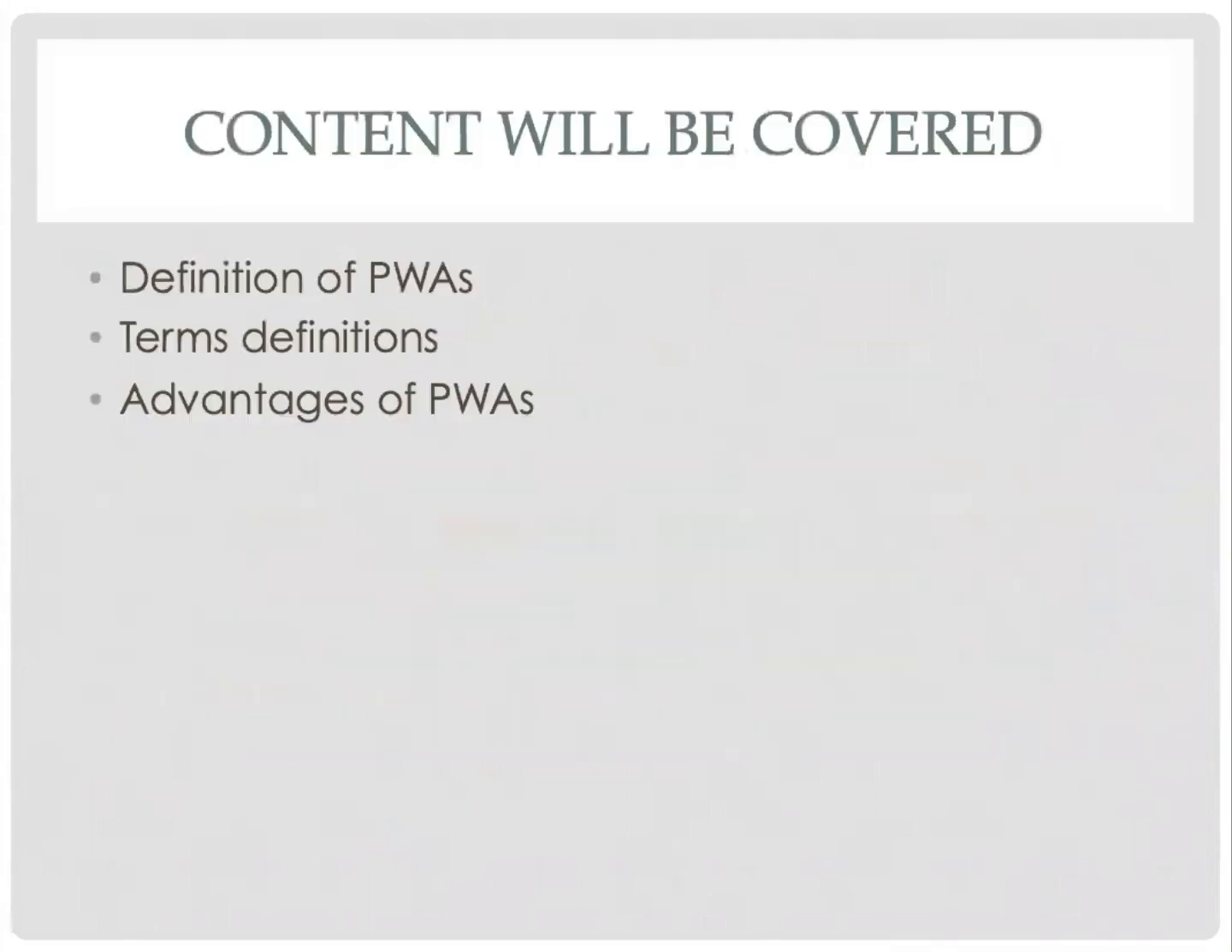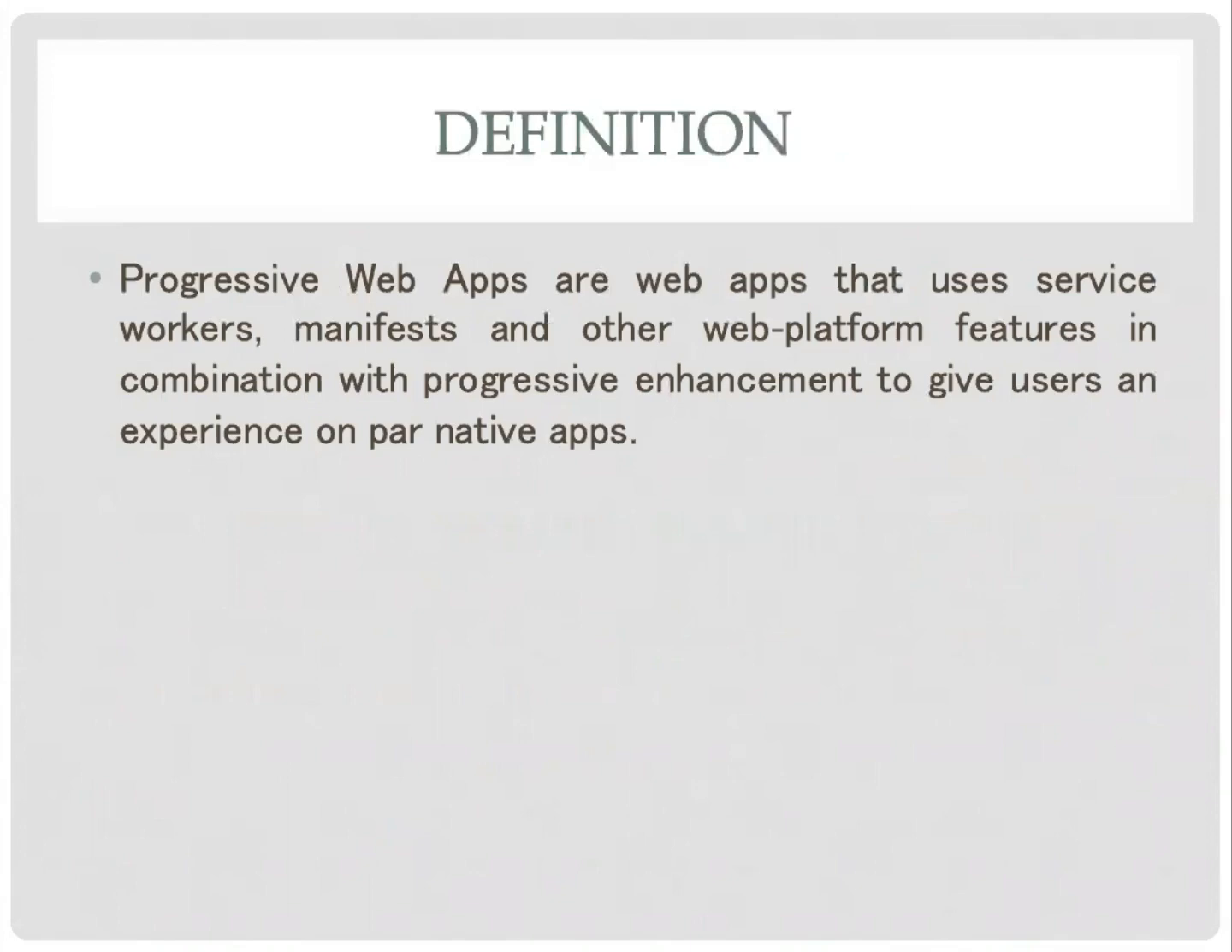Awesome. So, as I said, the contents will be covering the definition of progressive web apps: terms, definition, and advantages. So, a progressive web app is a web application that uses service workers, a manifest, and other web platform features in combination with progressive enhancement to give users an experience like native apps. From the definition, there are some terms that we have seen.